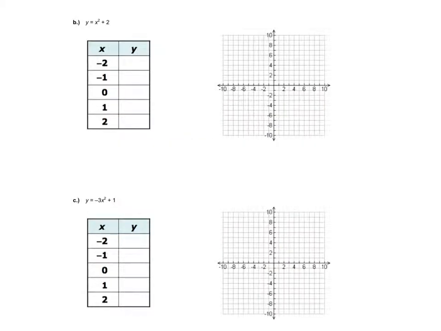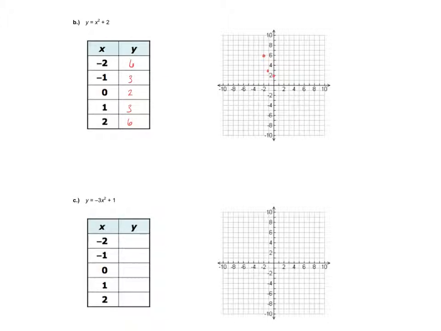So for example B, we're going to plug in our values again. So negative 2 squared is 4 plus 2 is 6. Negative 1 squared is 1 plus 2 is 3. 0 squared is 0 plus 2 is 2. 1 squared is 1 plus 2 is 3. 2 squared is 4 plus 2 is 6. And then I graph these. So negative 2, 6, negative 1, 3.